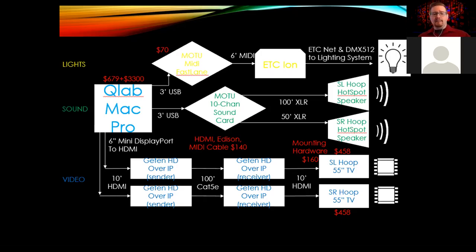And then I had some HD over IP senders because, as I said, HDMI doesn't want to go longer than 50 feet. And in that case, it had to go longer than 50 feet. So we used some Gefen HD over IP adapters that you can send HD signal, which is high definition video signal. Depending on how it's set up, you can send the audio signal as well over Cat5 cable, your regular Ethernet cable.